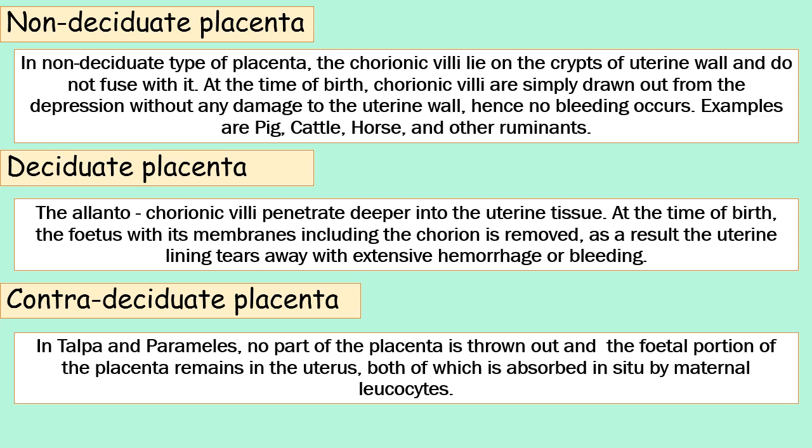In case of deciduate type of placenta, the allantochorionic villi penetrate deeper into the uterine tissue. At the time of birth, the fetus with its membranes, including the chorion, is removed. As a result, the uterine lining tears away with extensive hemorrhage or bleeding. Contradeciduate type of placenta is found in Talpa and Perameles. No part of the placenta is thrown out in such cases, and the fetal portion of the placenta remains in the uterus, where it is absorbed in situ by maternal leukocytes.